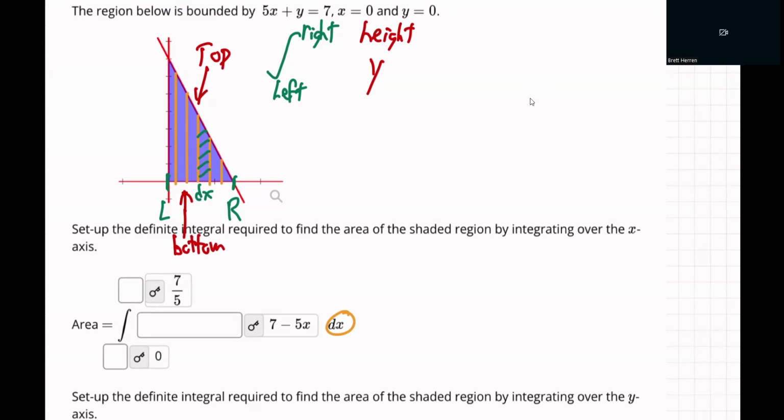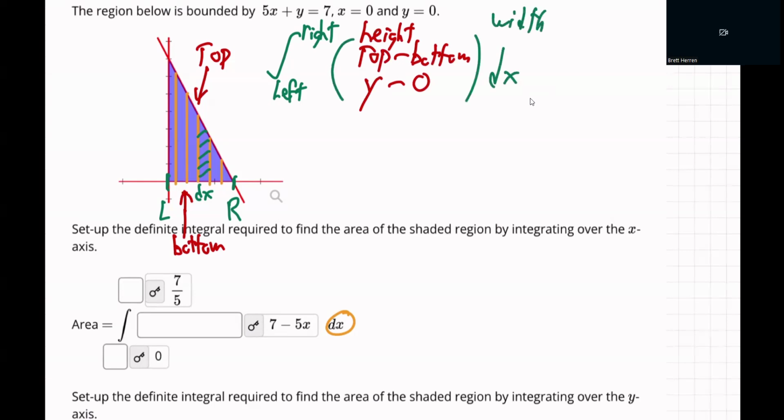So the height is the top minus the bottom, which is the y value minus 0, and then times dx, which is the width. So does that make sense? We're adding up a bunch of rectangles. That's what this means. This is a big Greek S. It's a big stretched out S. Stands for sum, meaning add them up. Add up a bunch of rectangles. Add up all these rectangles' areas from left to right.